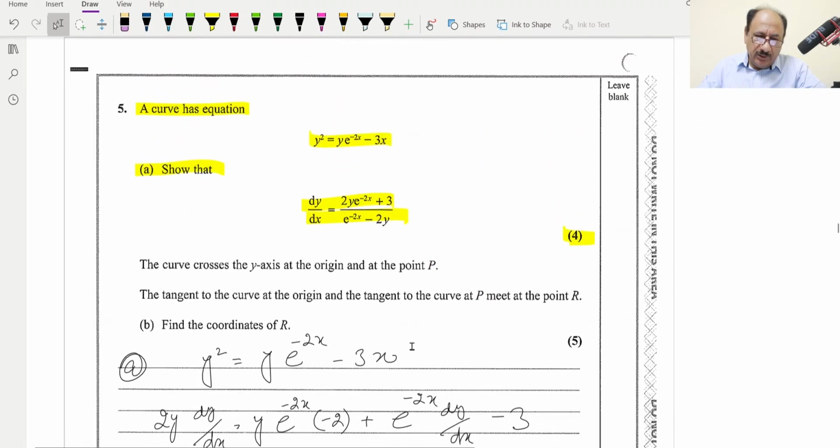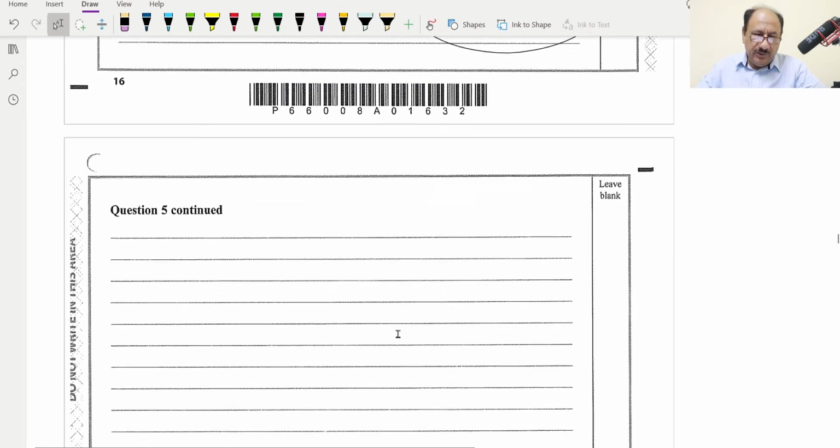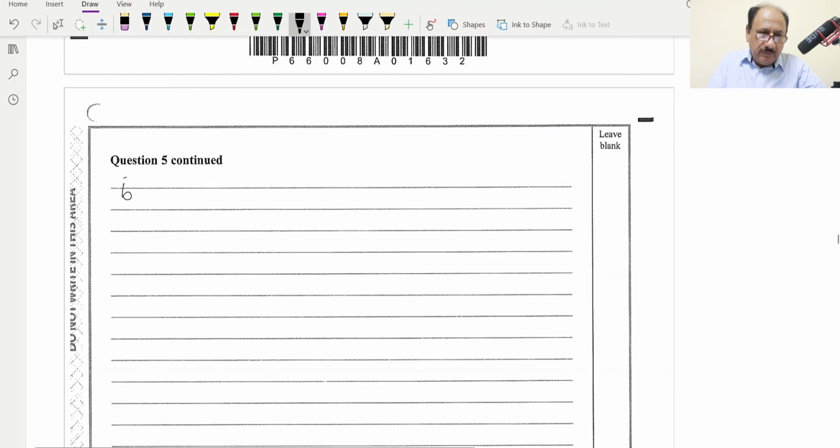Now we can move to B part. B part says the curve crosses the y-axis at the origin and at the point P. The tangent to the curve at the origin and the tangent to the curve at P meet at the point R. Find the coordinates of R. So for B part, the curve crosses the y-axis, so we can take x is equal to 0.